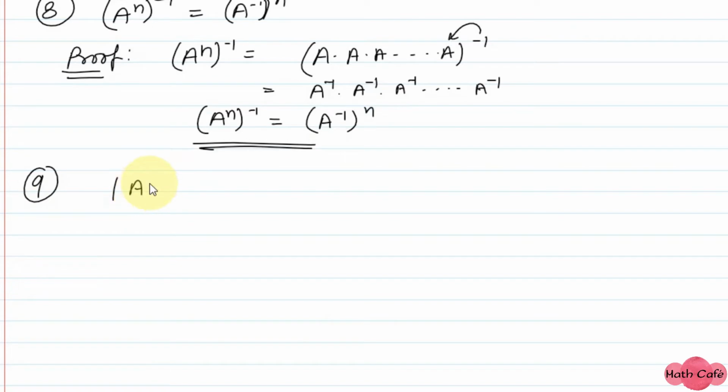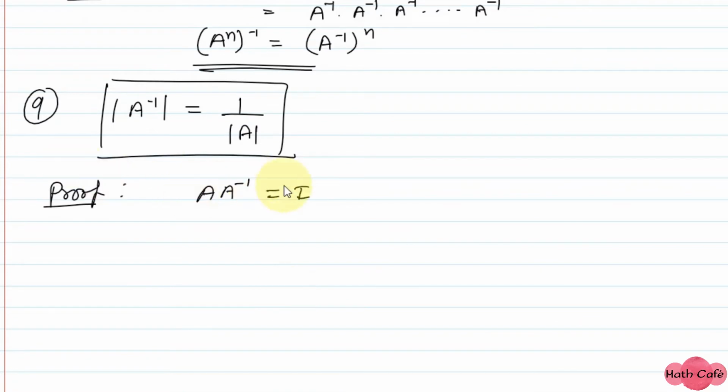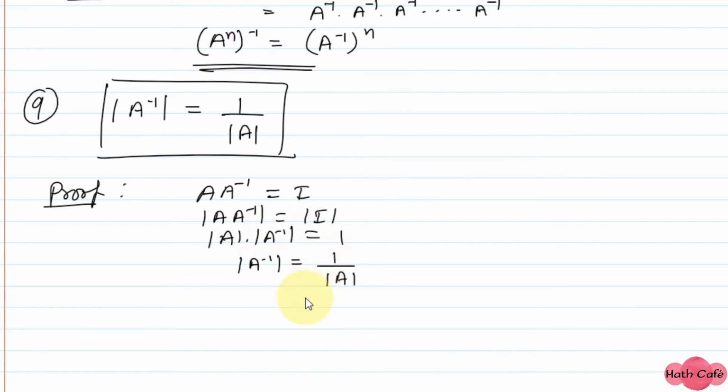So let's see the next property, that is property number 9. If it is written determinant value of A inverse, that will be equal to 1 upon determinant value of A. Okay, so let's see the proof of this property. As we know that for any square matrix, A times A inverse will be equal to I. So let's take determinant on both sides. So determinant of A A inverse will be determinant value of I. So I can separate this determinant. So determinant value of A and determinant value of A inverse will be equal to 1. So here determinant value of A inverse will be equal to 1 upon determinant value of A.